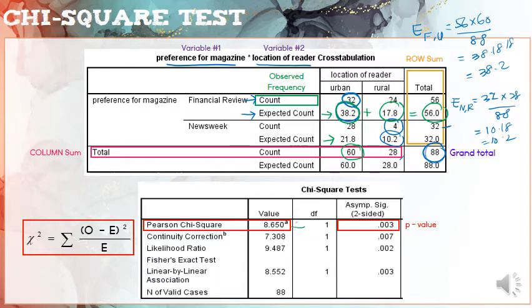Okay, this one. And this is the p-value. Okay, so the formula for this Pearson chi-square is the summation of observed frequency minus expected frequency, squared, over E. You need to do all this for every single cell, and then you total up. You will get your Pearson chi-square. I will show you later on in an example.